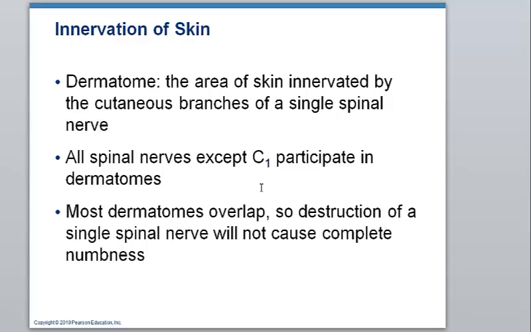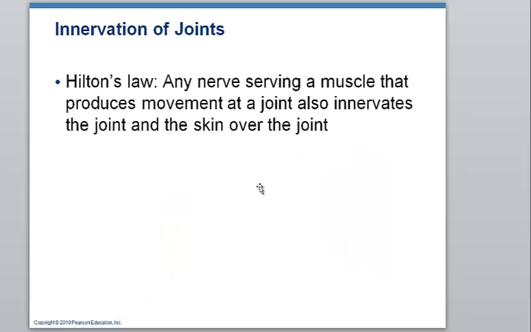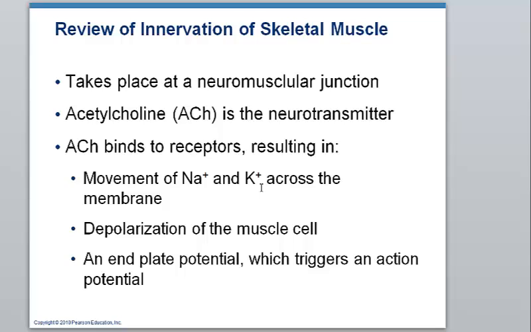All right, those are all the spinal nerves, but you do have innervation of skin. All spinal nerves except C1 participate in something called dermatomes. Dermatomes are areas of skin innervated by the cutaneous branches of a spinal nerve. They overlap, so it's not perfectly organized like this, but they do overlap. This basically tells you which ventral rami innervates which part of your skin. And your joints, whichever innervates in that area, skin, muscle, whatever joint is located there will also be innervated. Okay?